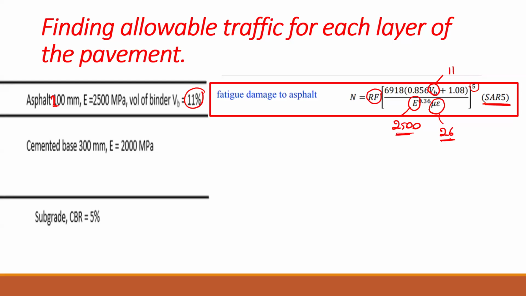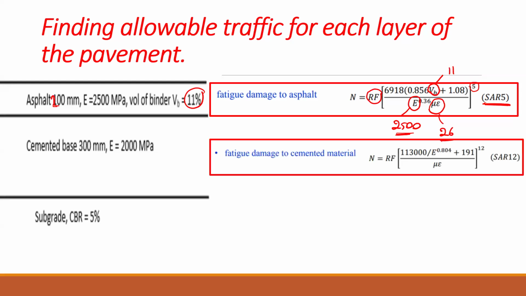Okay. So when you substitute, before that, we need the reliability factor. Let's find the reliability factor and do the calculations. So this is the equation for your asphalt, and we have a similar equation for cemented. Here again, microstrain was given to us in the question. For the cemented layer, it is just one microstrain, which is 72. And the reliability factor we need to find from the road guide. Modulus is given to us, which is 2000 megapascal. So by putting the numbers in the equation, we can find the allowable traffic for the cemented layer in the units of SAR 12. Is that right?